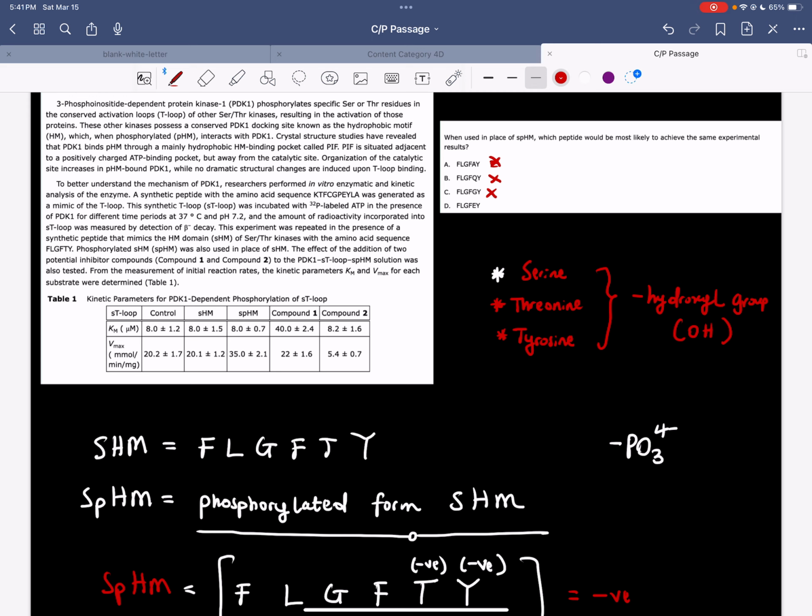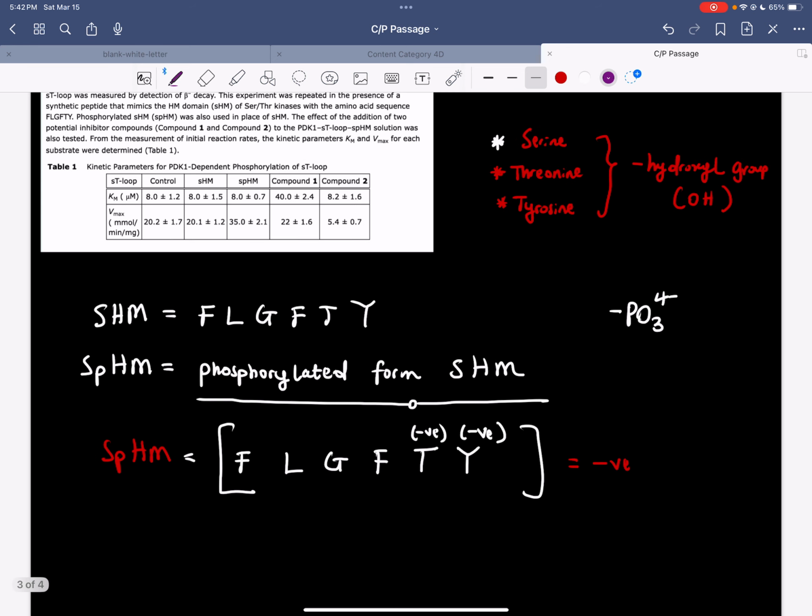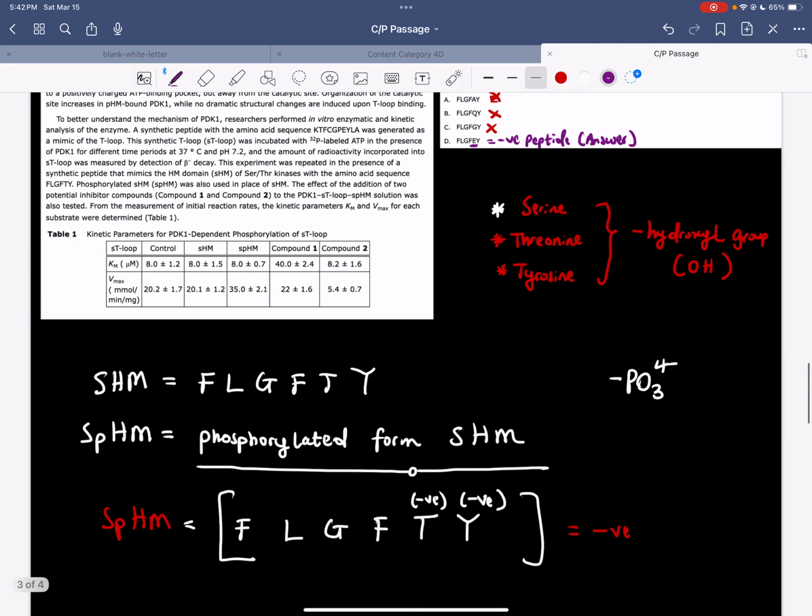Now let's check option D. Option D is FLGFEY. We can see that E is glutamic acid, and glutamic acid has a negative charge. So glutamic acid is introducing negativity to this peptide, making it an overall negative peptide. Technically, that's our answer, because we are looking for the peptide with the same electronic effect as SPHM, which means the one that would be negatively charged. So it brings our answer to option D.